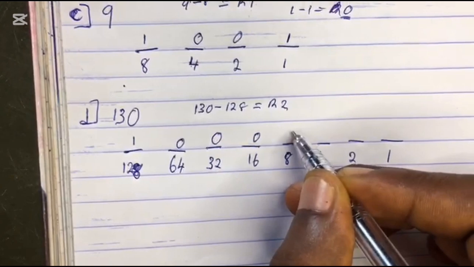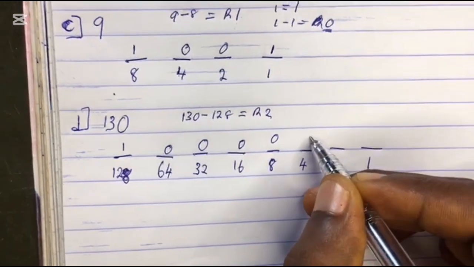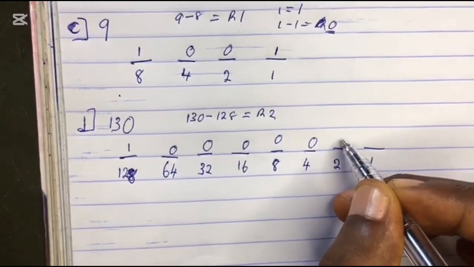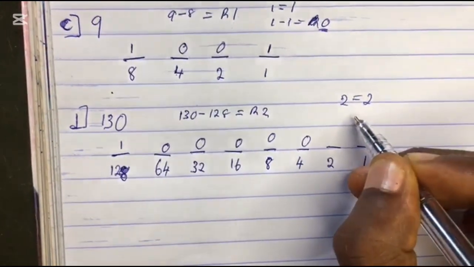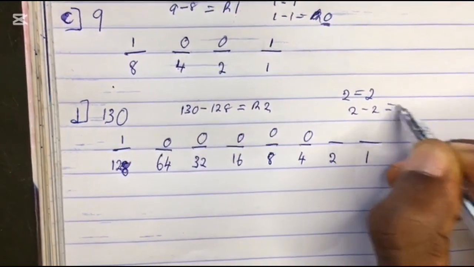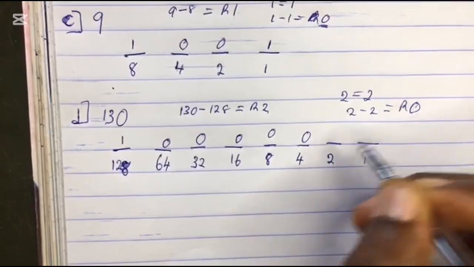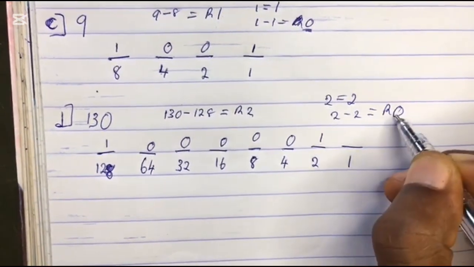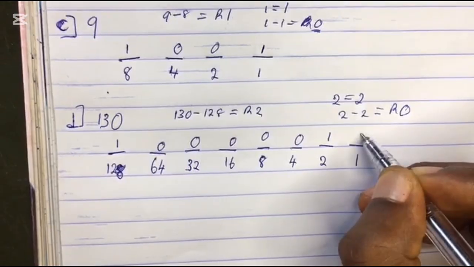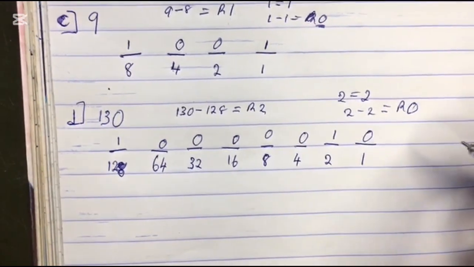Is 2 greater than 8? No. Is 2 greater than 4? No. Is 2 greater than 1? Is equal to, it's equal to 2, sorry. So it's 2 equal to 2. Then you subtract 2 minus 2. It's going to give you remainder 0. Then you write down 1. Remember, if it's equal to, you write 1. Then now, is 0 greater than 1? No. Write down 0. And then we move on.